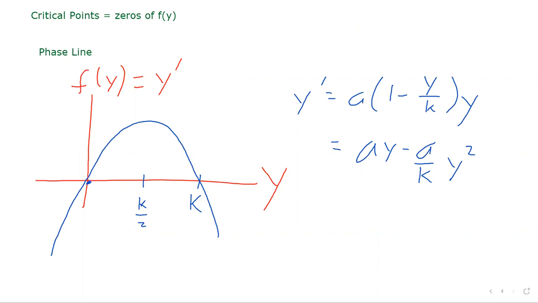But now we're worried about how things move. So we want to put arrows on the y-axis. So in this case, if we're less than k over 2, it moves towards k over 2. If we're bigger than that, it moves towards k, and bigger than that, it moves towards k. So how do we know this?